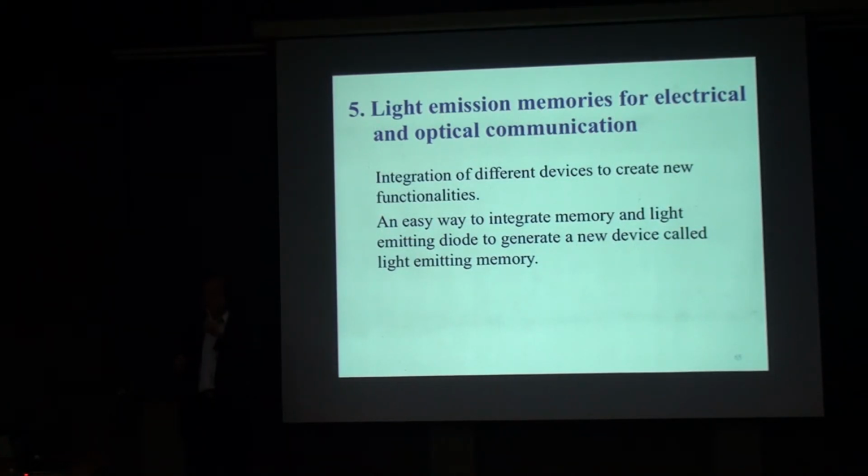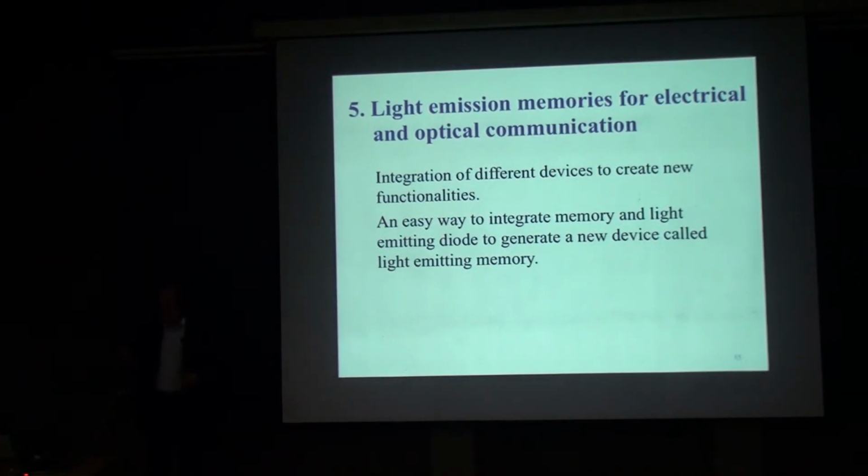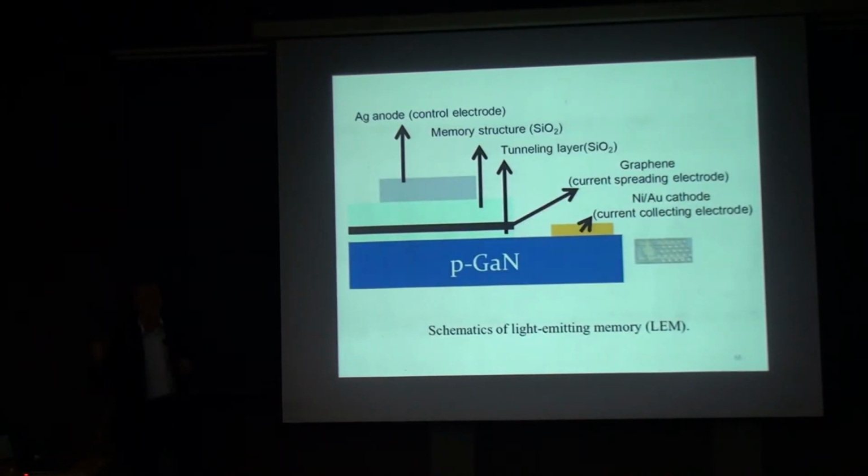If a memory device can be read by both electrically or optically, that's very unique. If we can read the signal optically, the speed can be greatly enhanced. So the size could be much larger than conventional. No, that's not necessary.